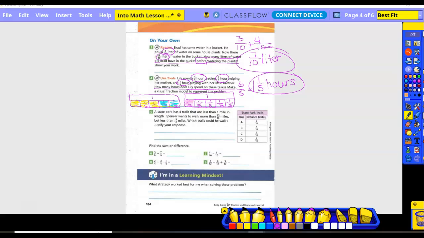Okay, number 5. A skate park has 4 trails that are less than 1 mile in length. Spencer wants to walk more than 15/10 miles, but less than 19/10 miles. Which trails could he walk? So, what can we do? Which ones could he walk? Which 2? What are our least ones?